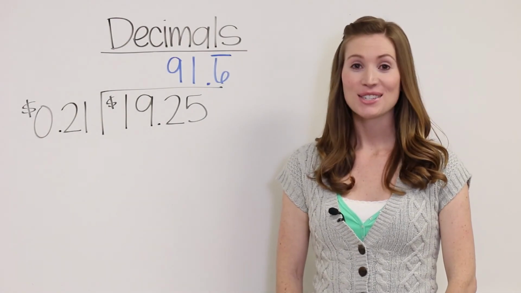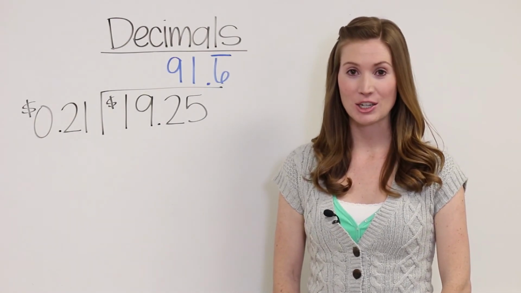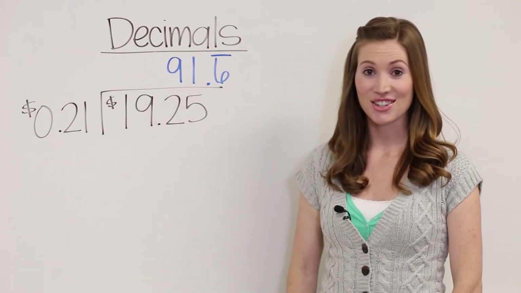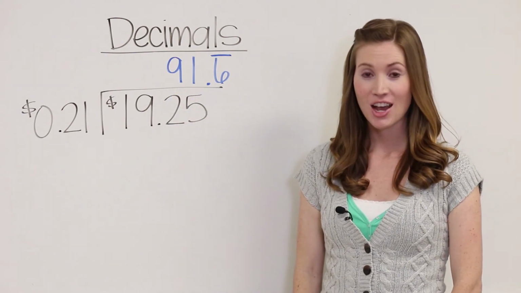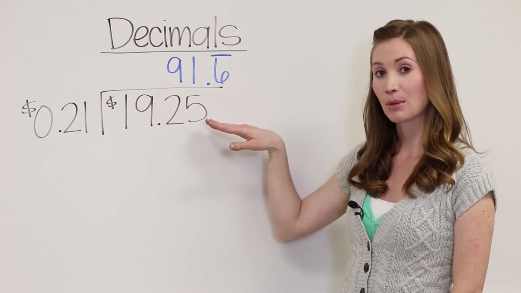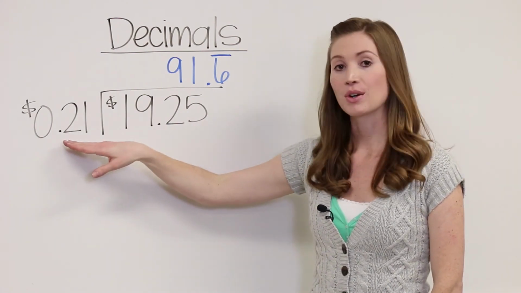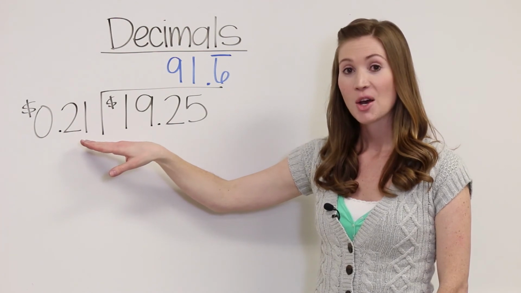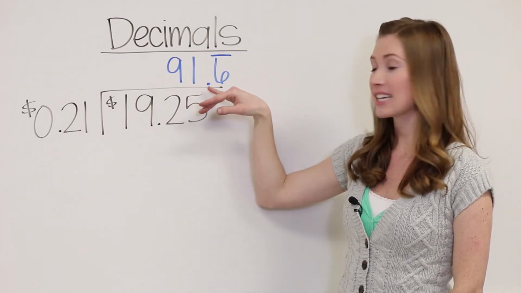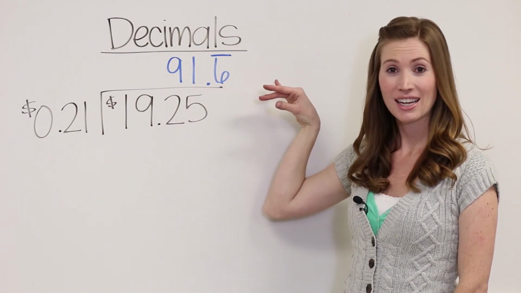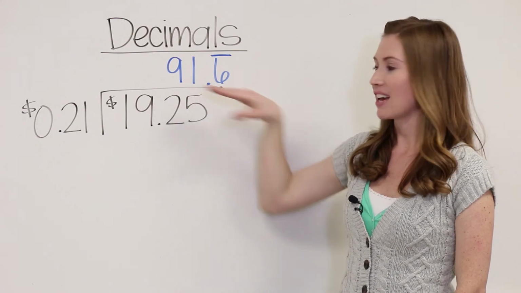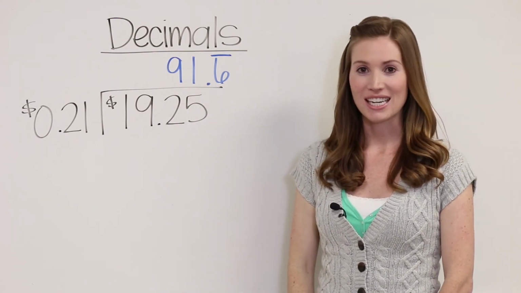Welcome back. So how many balloons can Roxy and Benji buy for the dance? If you got 91, that's correct. Great job. Roxy and Benji have $19.25 to spend on balloons. Each balloon costs 21 cents. When we divide those two numbers, our quotient is 91 decimal point 6 repeating. So they don't quite have enough for 92 balloons, but they can definitely buy 91 balloons for the dance.